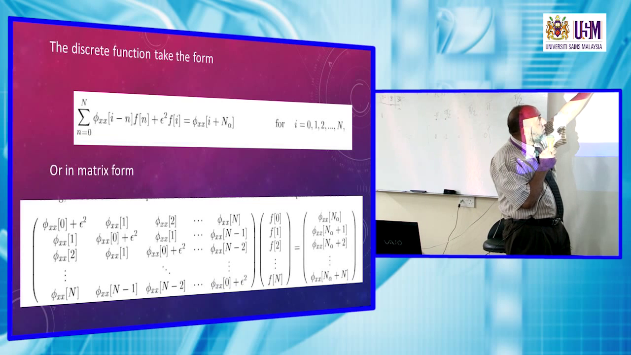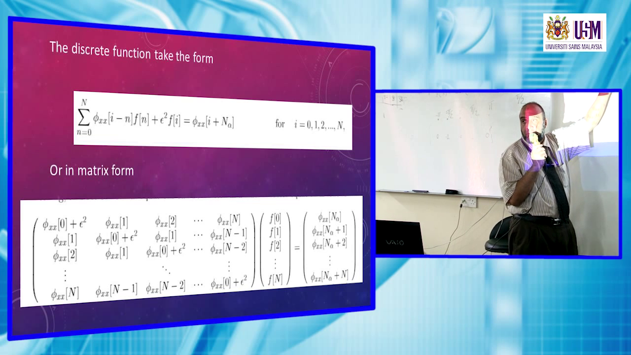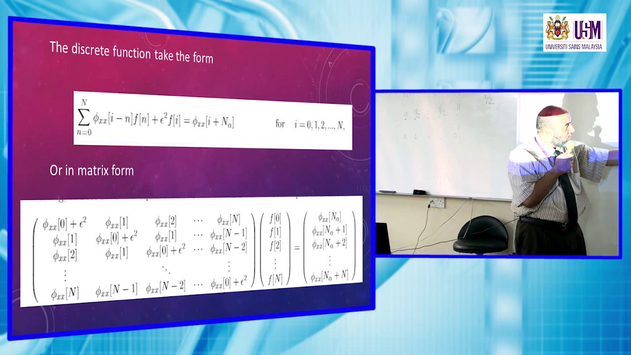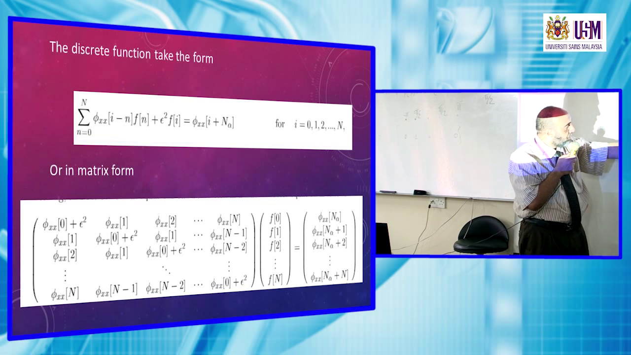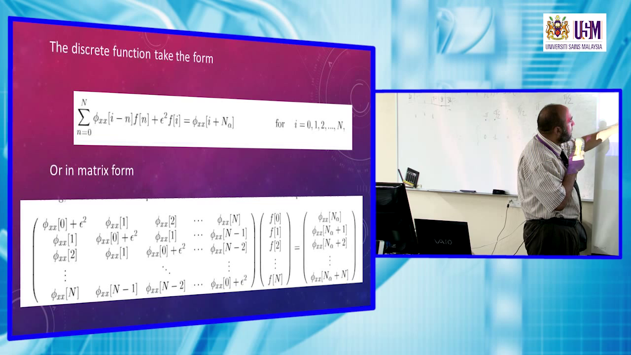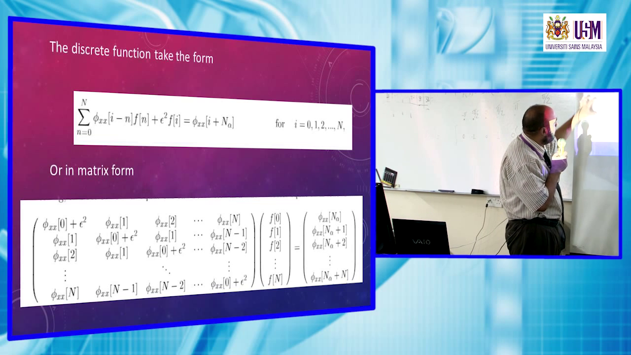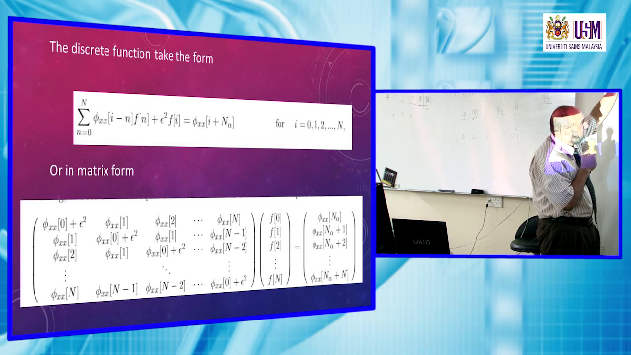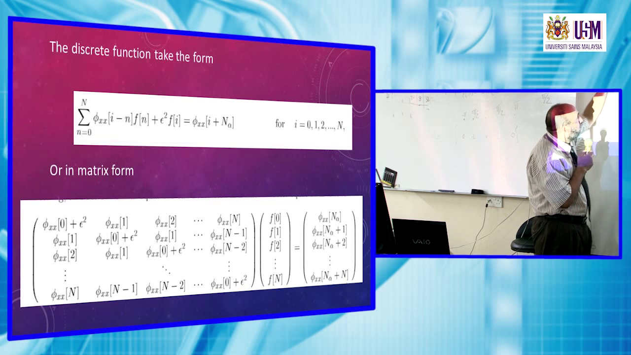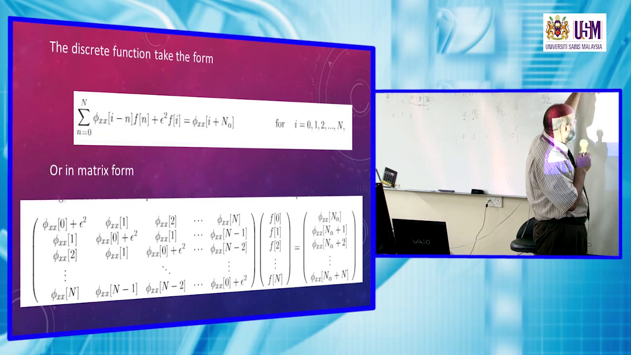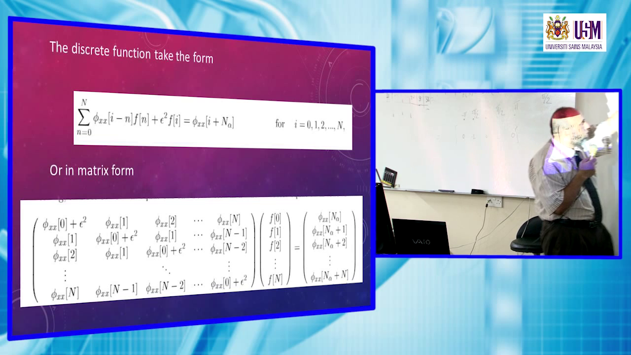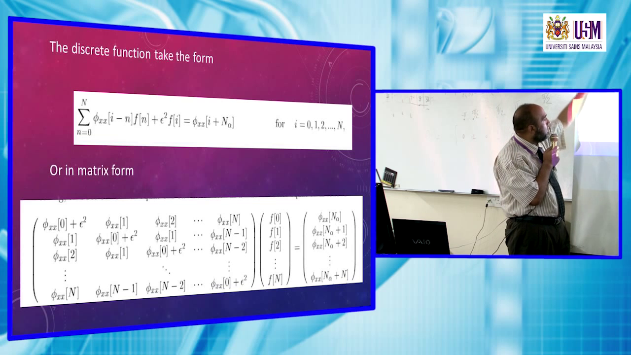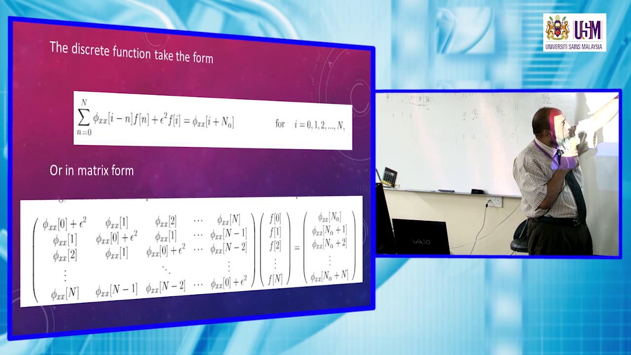Now, for f of n, this is the unknown we are looking for. So, here, this column is the column of unknown f of n. Here, we have the coefficients for determining f of n, from 0 to n. So here we have from 0 elements, columns, to n. So phi xx at 0, phi xx at 1, and so on.